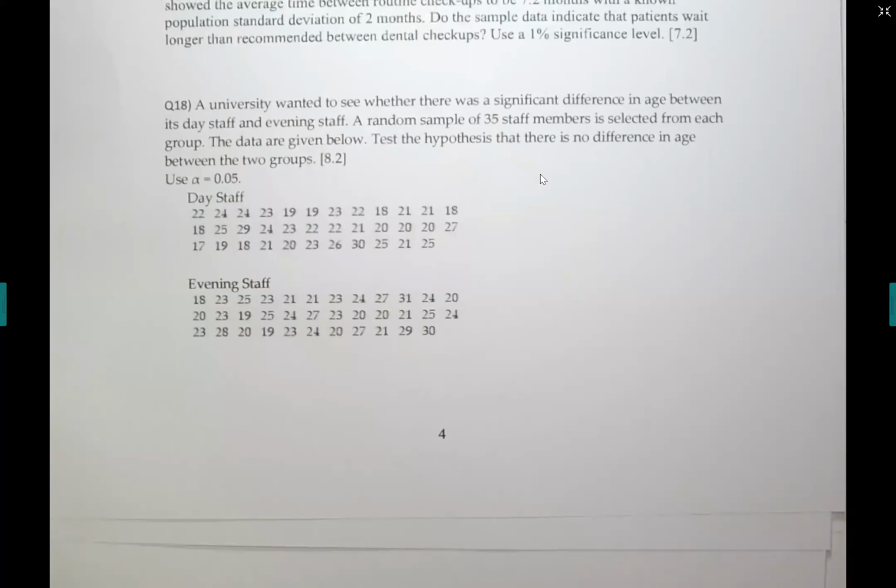about this exercise. All right, so let me read this question. A university wanted to see whether there was significant difference in age between its day staff and evening staff. A random sample of 35 staff members is selected from each group. The data are given below. Test the hypothesis that there is no difference in the age group. So we have day and evening. Let me just do this one here. It's question 18. Yes, 18.